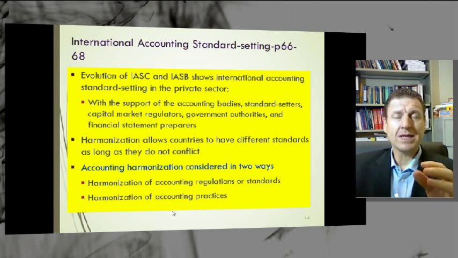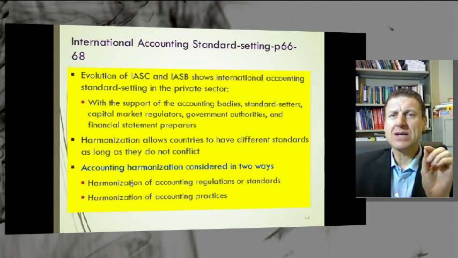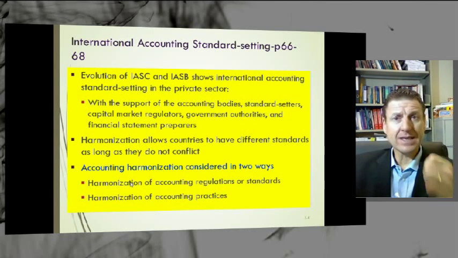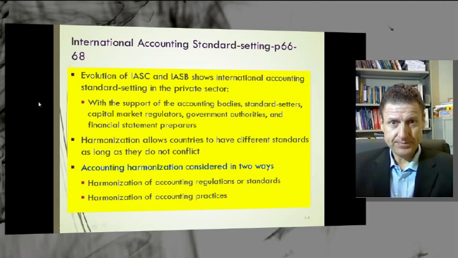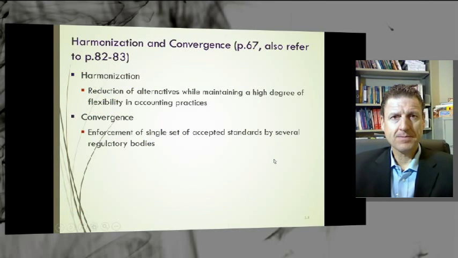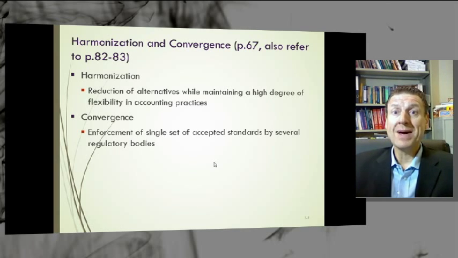What do we mean by harmonization? Is it different from convergence? Let's get into the good stuff. Harmonization allows countries to have different standards as long as they do not conflict. It's considered in two ways: harmonization of accounting regulations and standards, or harmonization of accounting practices. So, harmonization is about the reduction of alternatives while maintaining a high degree of flexibility in accounting practices.